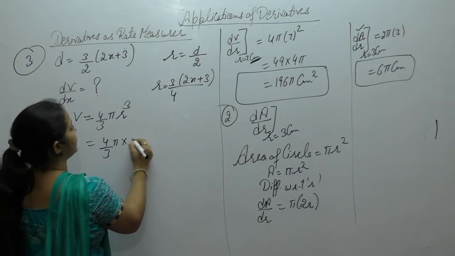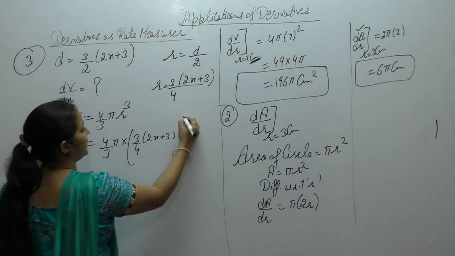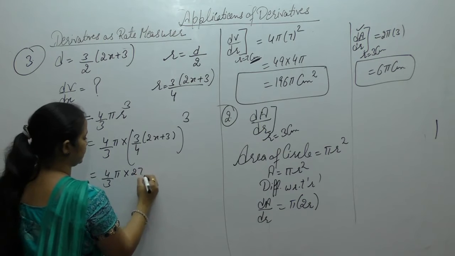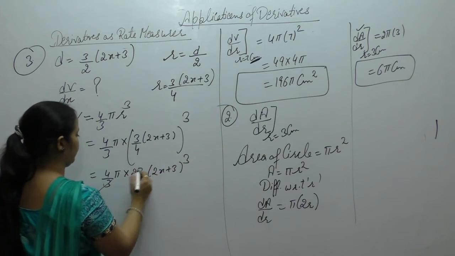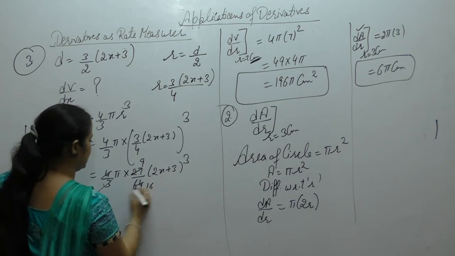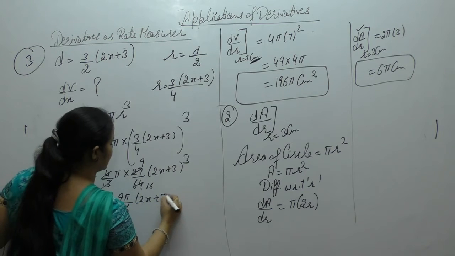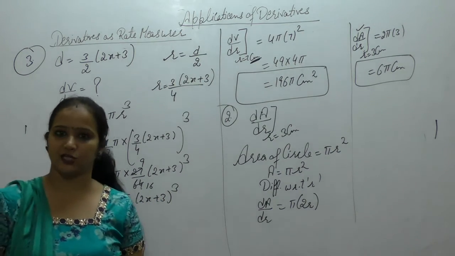4/3 pi into (3/4 (2x plus 3)) whole cube, which is 4/3 pi into 27/64 (2x plus 3) whole cube, that is 9 pi by 16 (2x plus 3) whole cube. ये अभी हम वॉल्यूम की ही सिंप्लीफिकेशन कर रहे थे.